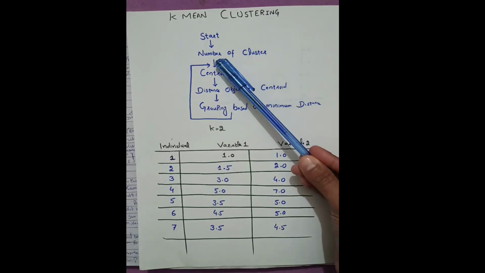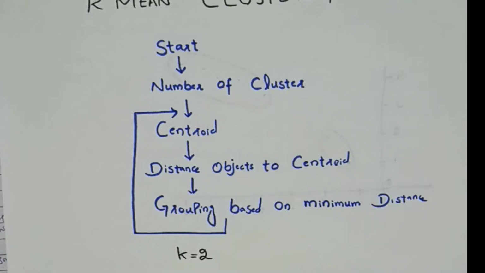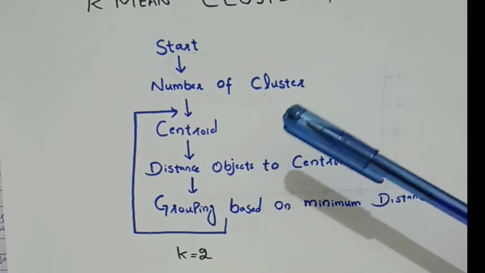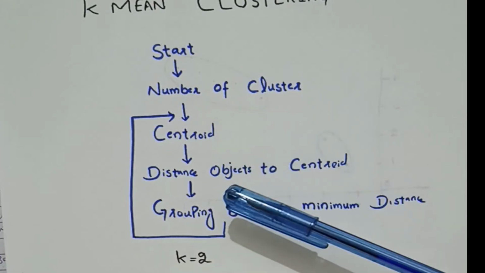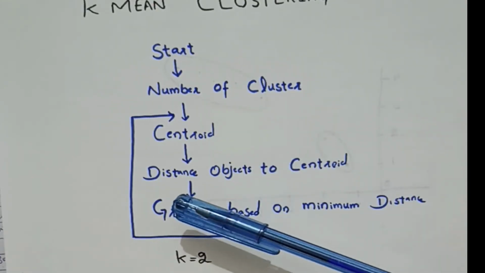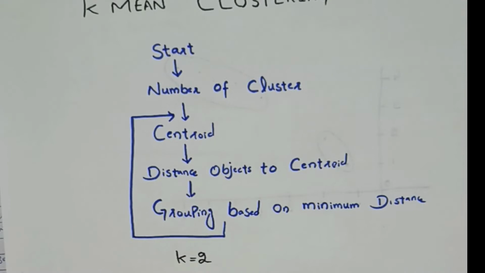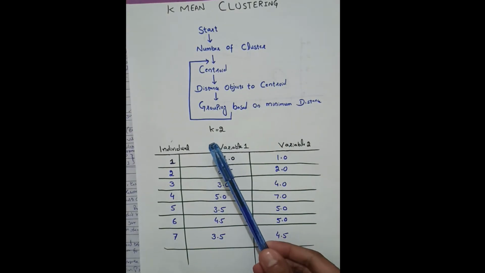At the start, we are given the number of clusters we want. So we have the k value, and based on the k value that is given to us, we cluster or group them. Then we find the centroid values, and then we can find the distance. In this example, I will use the Euclidean distance from objects to centroids, and then group based on the minimum distance. Here the k value is 2, so it requires 2 clusters.